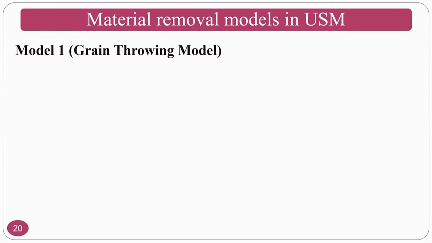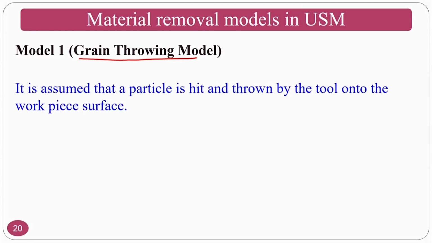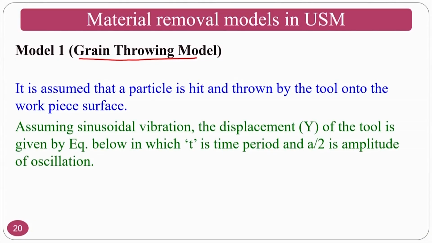So, model 1, that is the grain throwing model. I am not going deeply into these models because they have big derivations and other things. So, just in a slide I will give you a glimpse. It is assumed that the particle is hit and thrown by the tool onto the workpiece surface. That means that the abrasive particles come in contact with the tool and get the kinetic energy, and this is thrown onto the workpiece. Whenever it is thrown, what will happen? The material removal takes place.